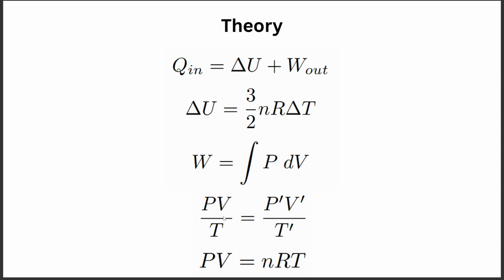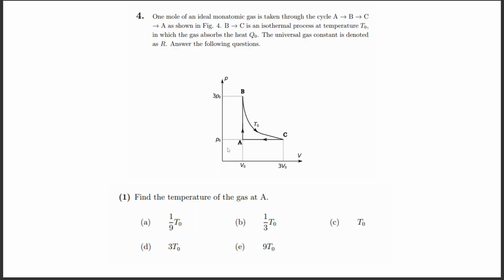And we should also know that PV is equal to nRT, and when we move T to here, it becomes PV over T, and since nR is a constant, we know that PV over T is constant. So the PV over T at some point before and the PV over T at some point after is always the same. The magnitude is always the same.